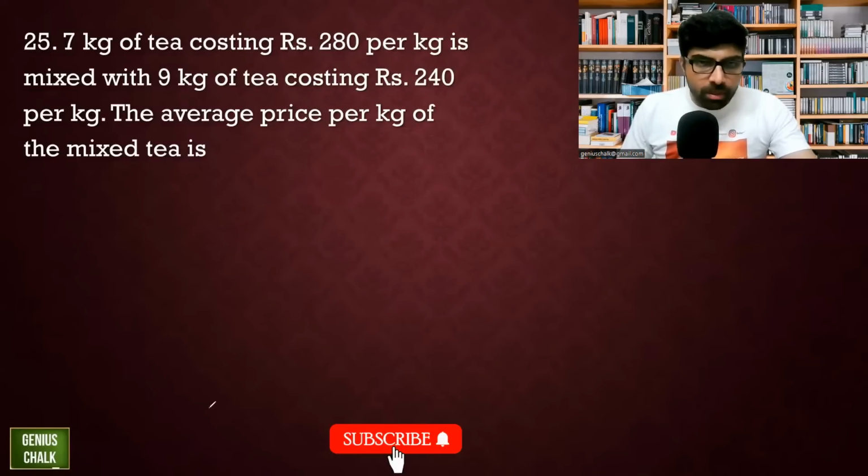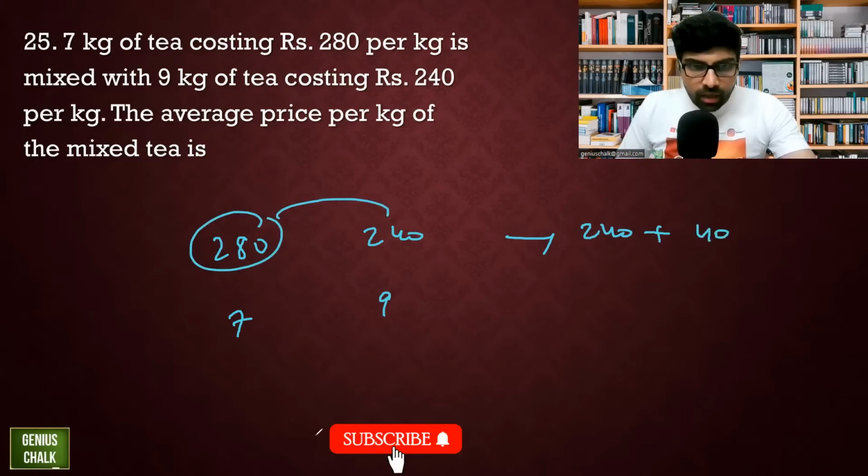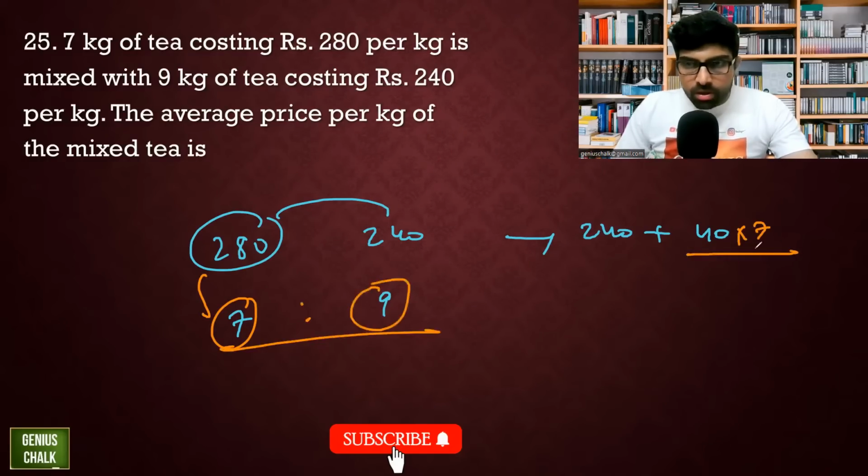Okay, let's apply the same here also. 280, and this is 7 kg, and this is 249 kg. Fine. So if I take 240 as the average, extra is 40 kg, and it is distributed for 7 kg, and the overall is 16.